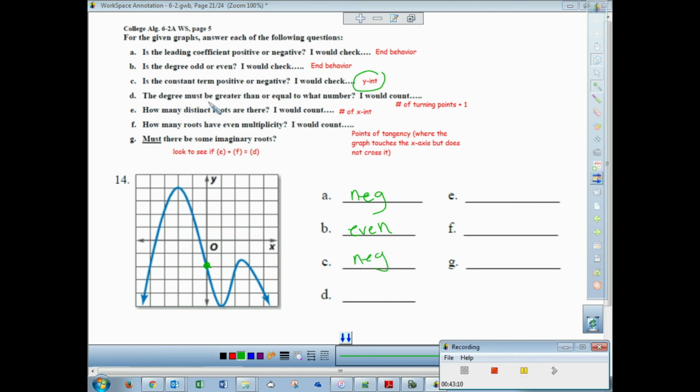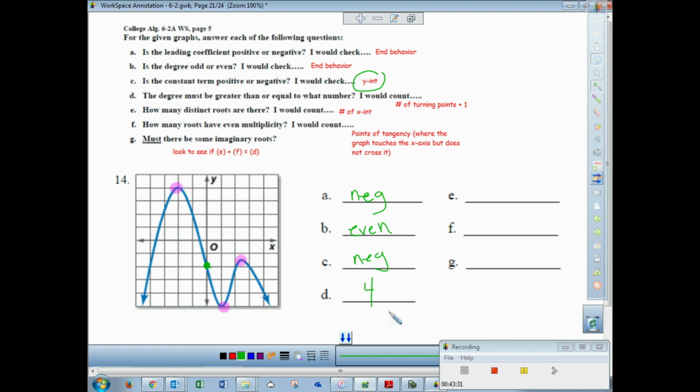Part D. The degree must be greater than or equal to what number? So what's the degree? We count the x-intercepts. Oh, my bad, it's turning points plus 1. Sorry, I got a little distracted there. The degree must be greater than or equal to what number? Count the turning points. There's one, there's one, there's one. How many turning points do I have? 3. So the degree must be greater than or equal to 4. Turning points plus 1.